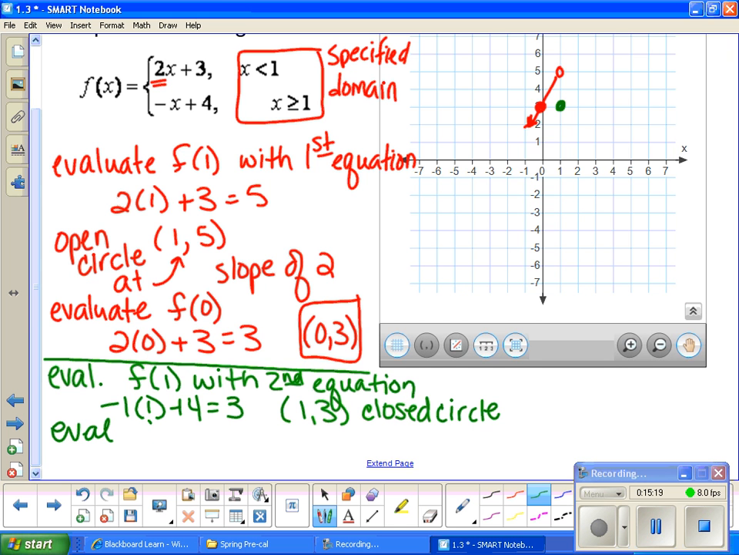In that specified domain, say 2. So I'm going to evaluate f of 2. It says it's greater than 1. So I pick 2. So when I evaluate it for 2, it's going to be 2. So I'm going to use the point 2, 2. Let's plot that. 2, 2. And it does have a slope of -1.